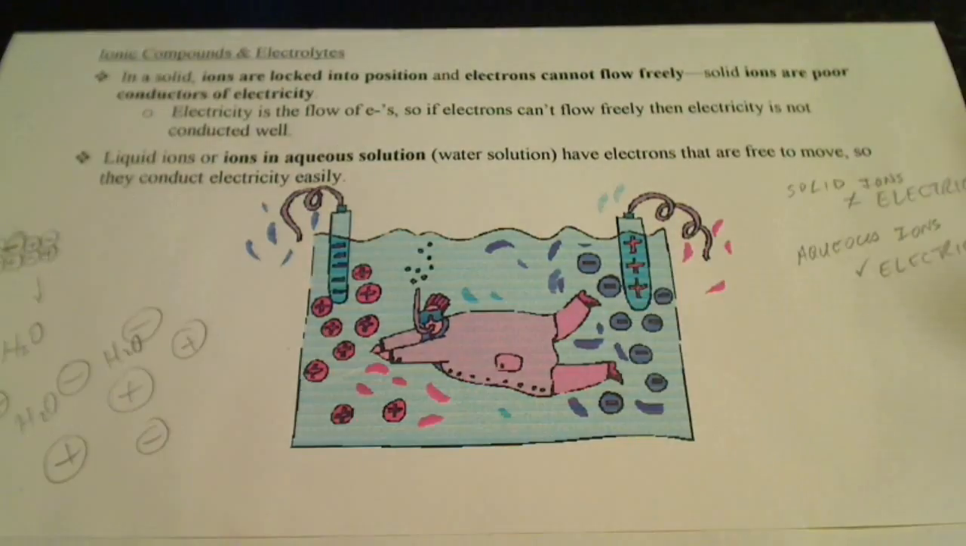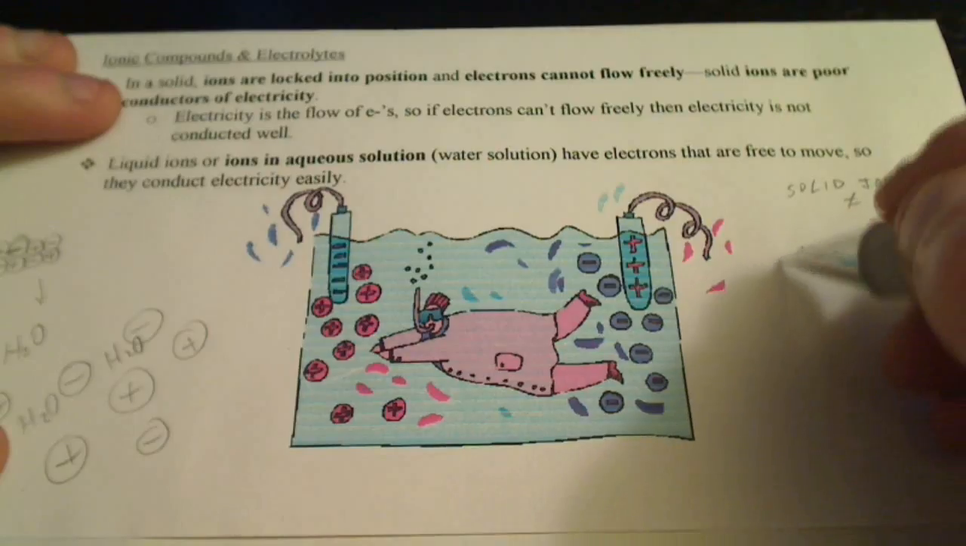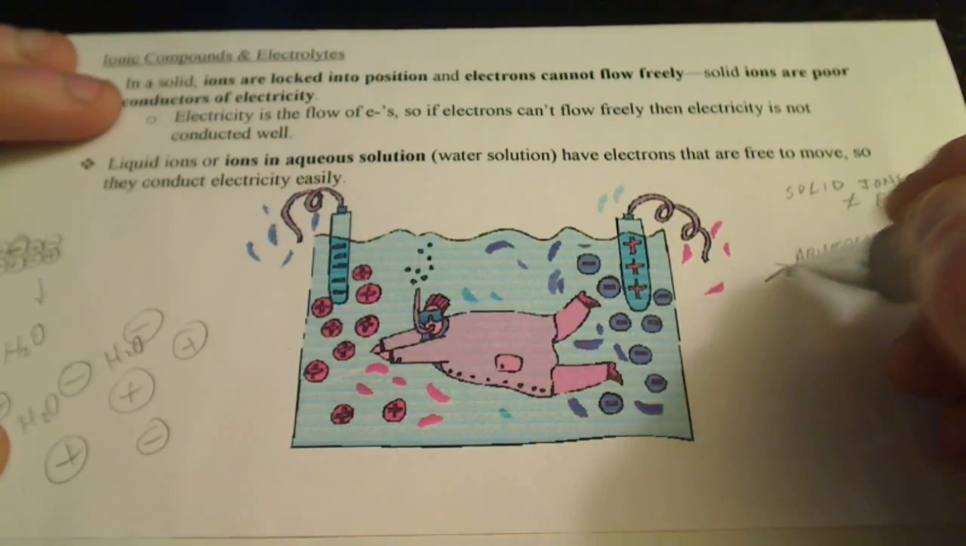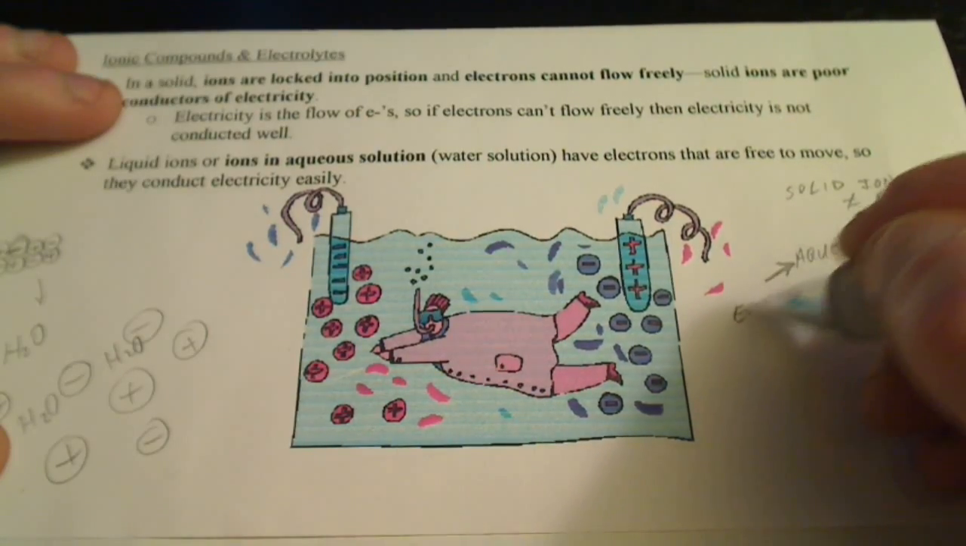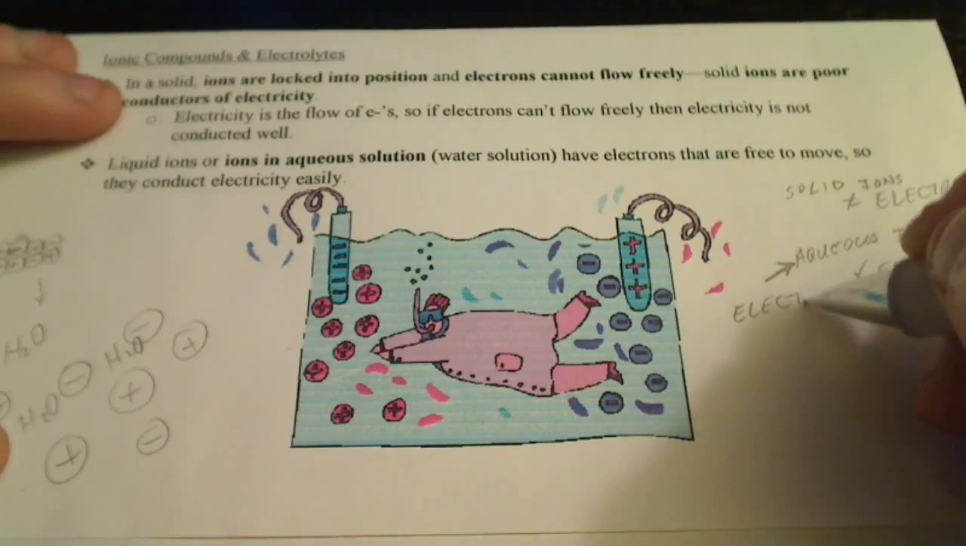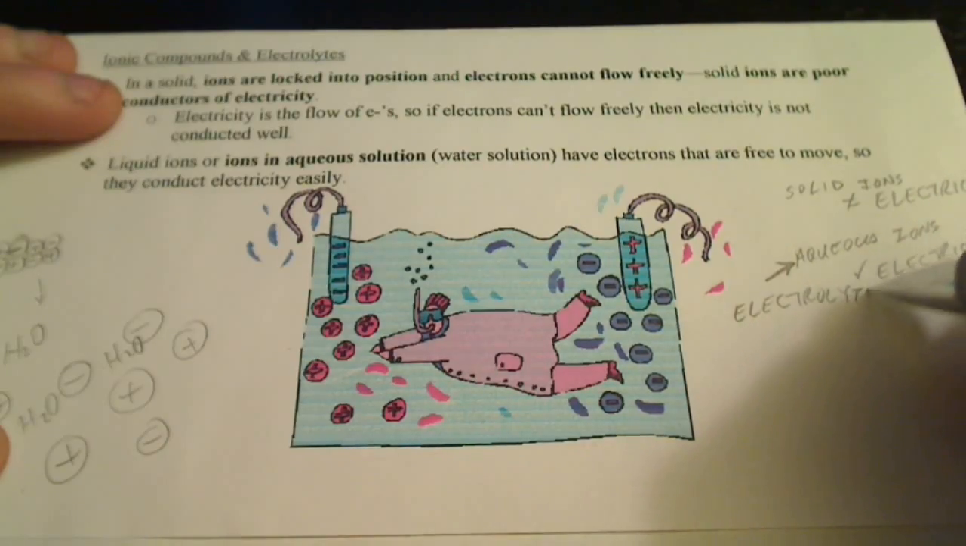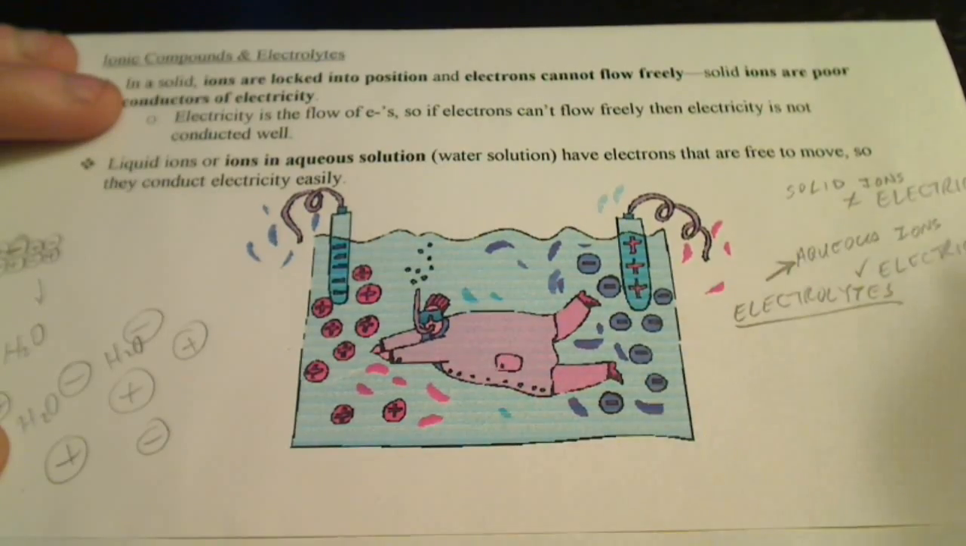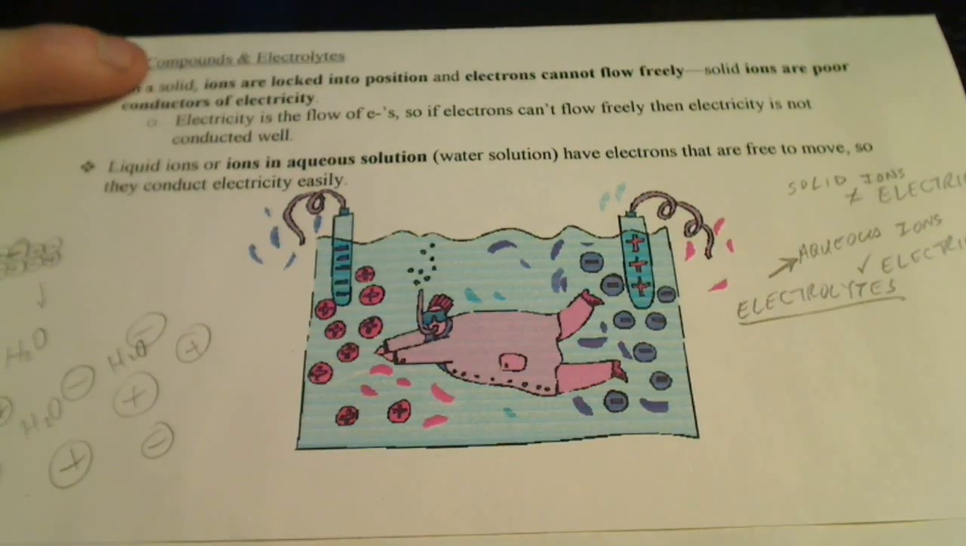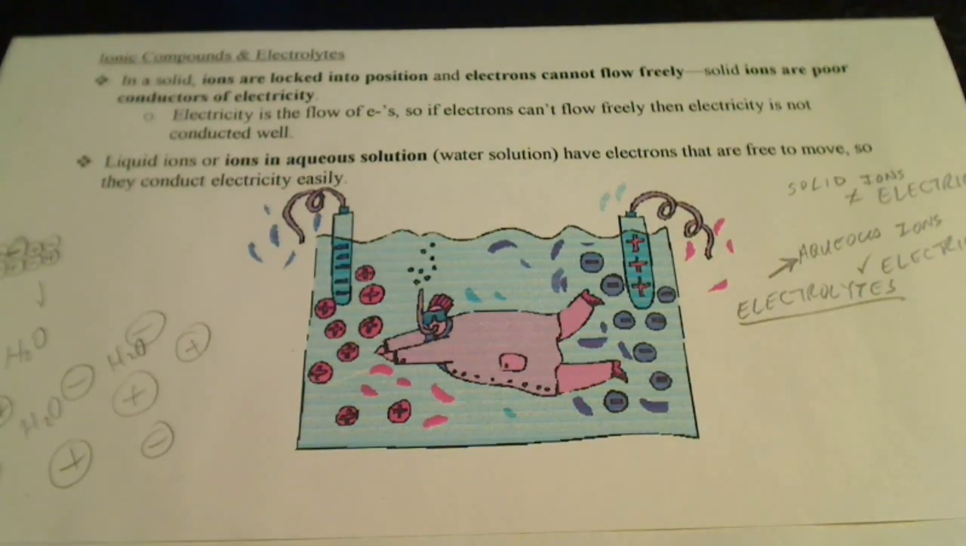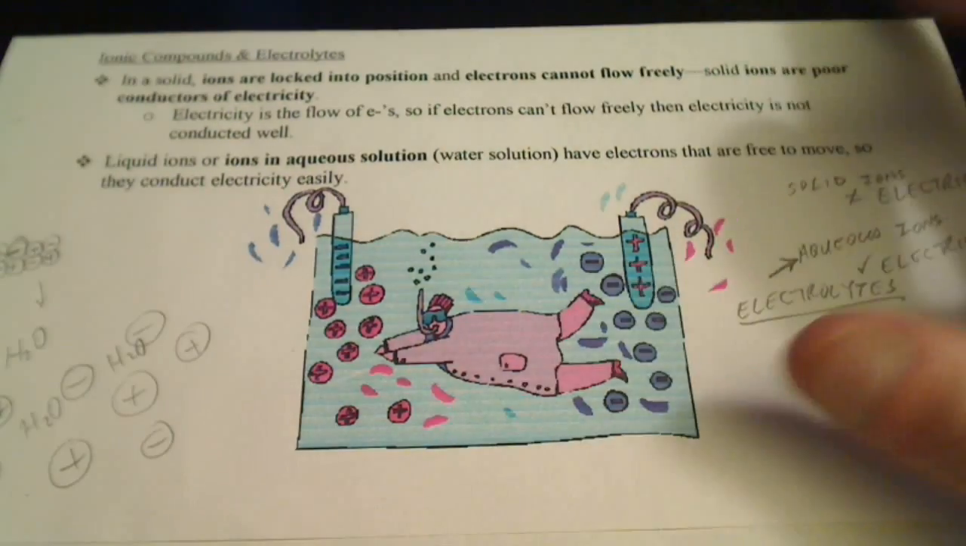That's the bottom line. And once they are in water, these aqueous ions are referred to as electrolytes. So again, scientists loving to sound a little complicated. Okay, electrolytes are simply dissolved ions. That's all it is. Okay. All right, moving on.